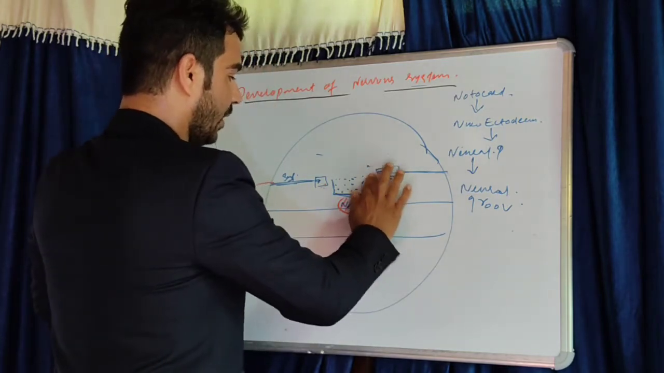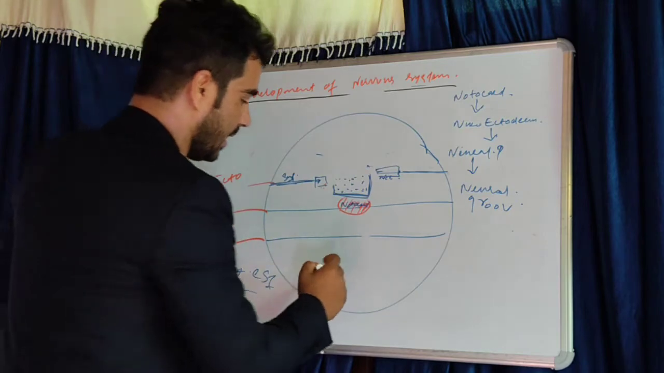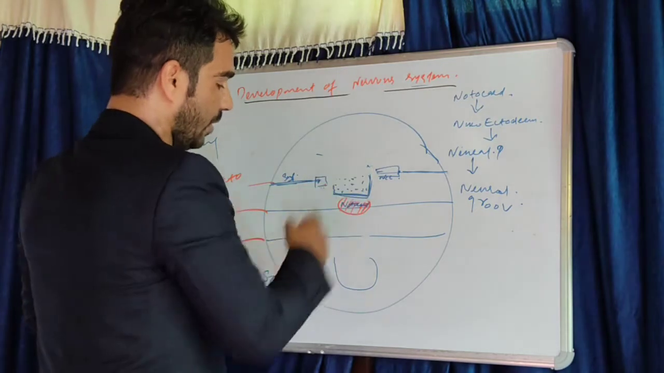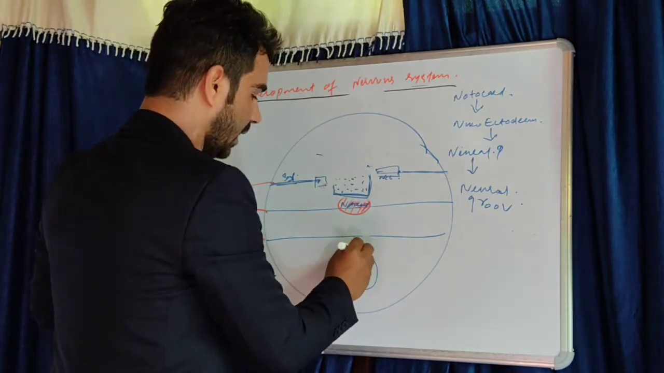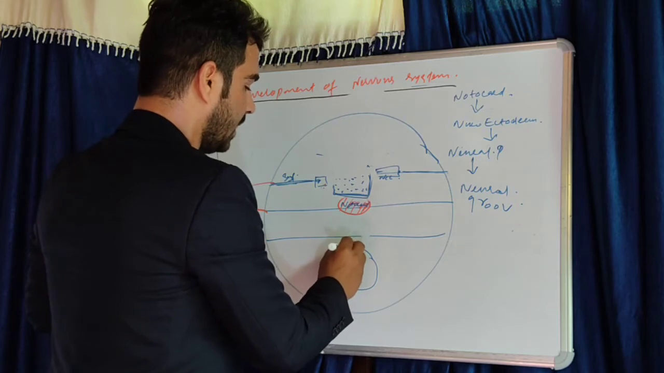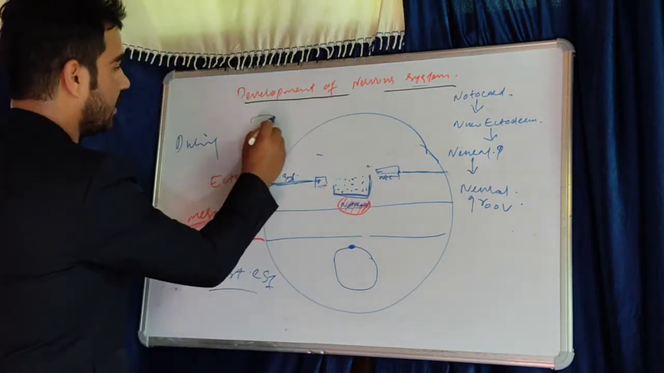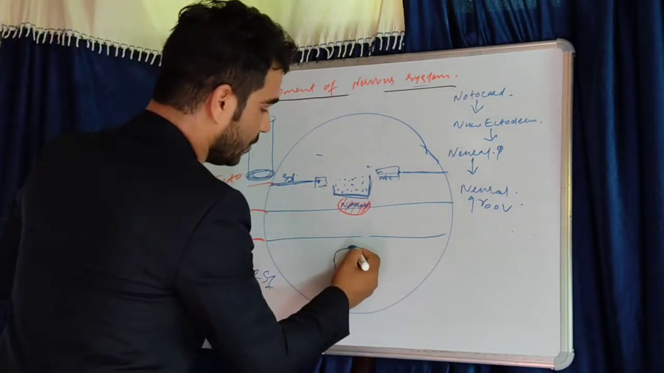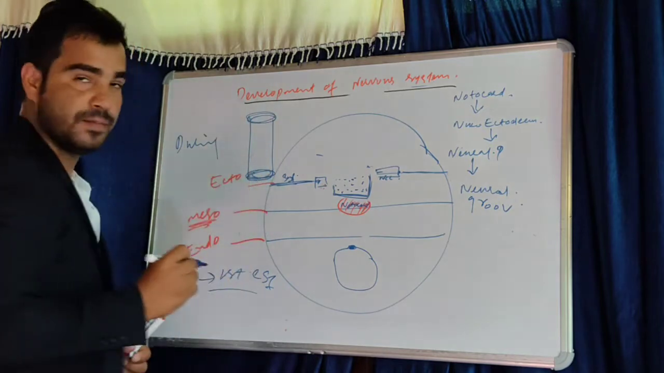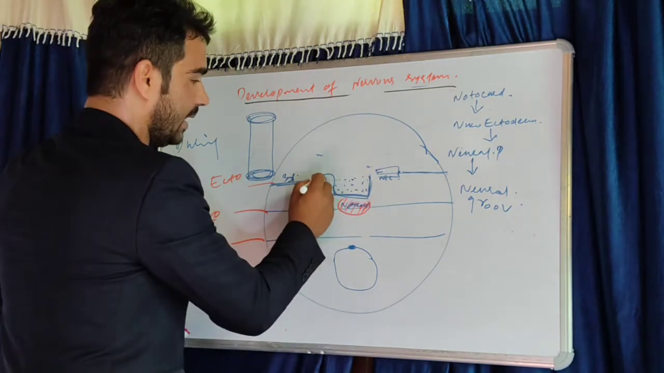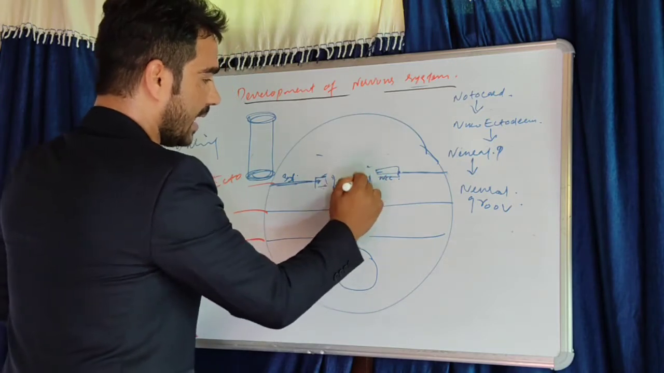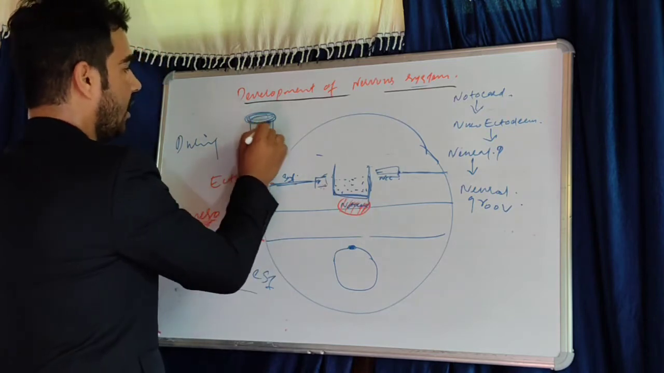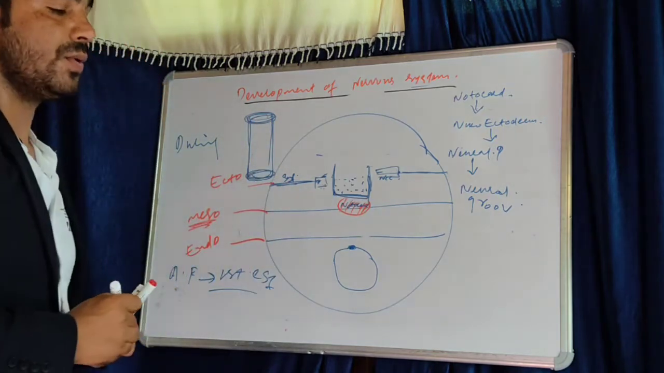This neural groove, it will detach from here. It will detach and it will fuse on the posterior side. It will fuse and it will form like this. It's a neural tube now. When it will fuse, it will form the neural tube. When this neural groove was like this, and when it will detach from here, it will form like this tube. This tube is called a neural tube.